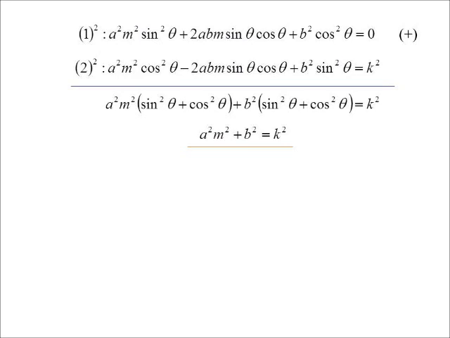So that's one way you could do it. I suppose another way we could do it is we could use the discriminant idea. We know if we were to solve these things simultaneously, the discriminant would equal 0. You could try that. That should work as well.